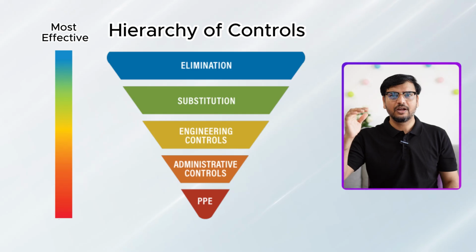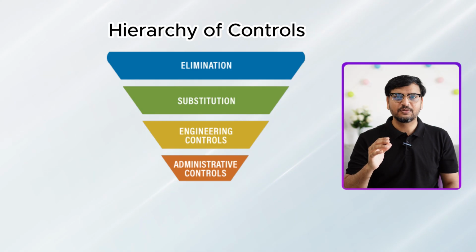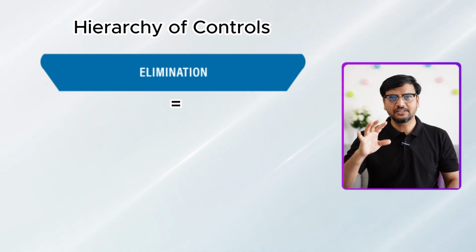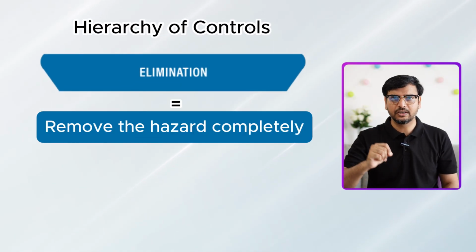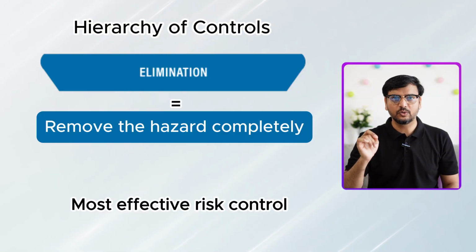So let's dive into the 5 levels of the hierarchy of controls, starting with the most effective and working our way down toward the least effective. The first one is elimination. Elimination is the process of completely removing a hazard from the workplace. This is the most effective way to control a risk because if the hazard is removed, it cannot cause harm.